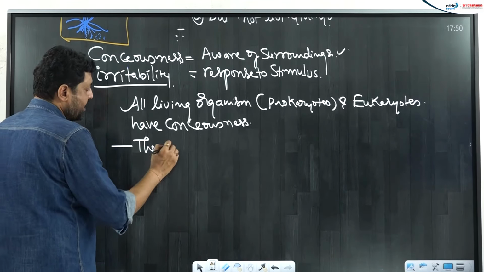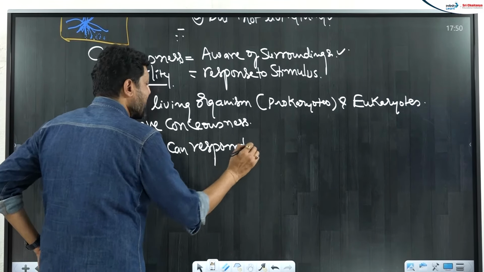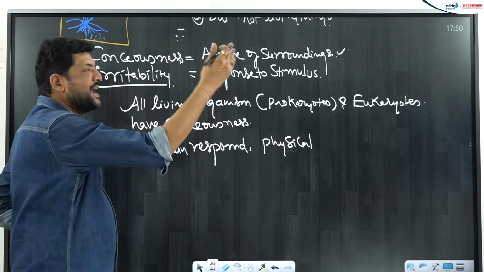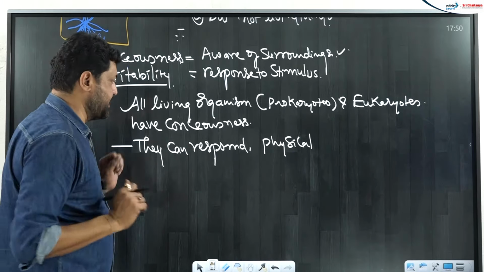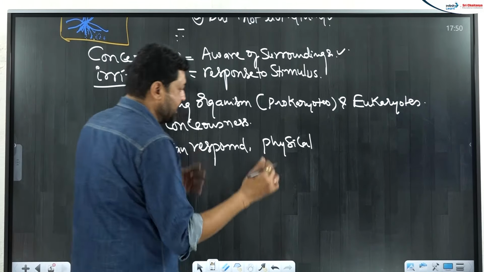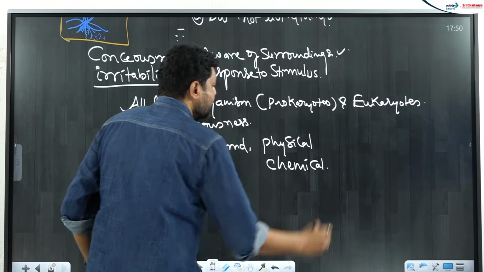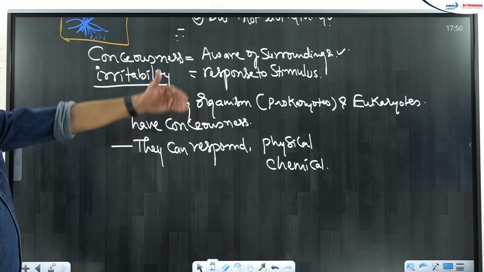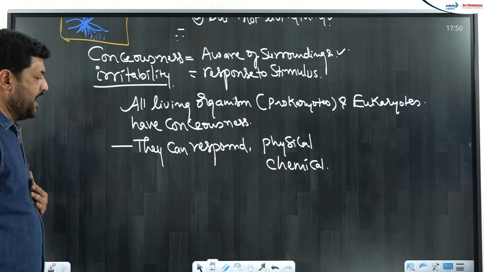They can respond. Physical, that means light, temperature, hot, very strong acids, you will not touch it. That is physical awareness. And chemical, I told you, just like chemical, they can respond to physical stimuli, chemical stimuli. Physical stimuli, it is very hot outside, you won't go outside, that is you are responding physically.